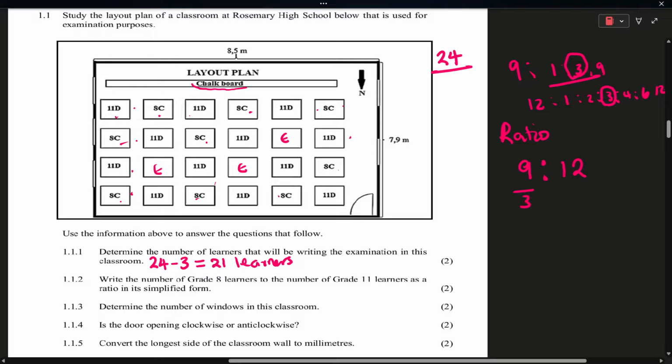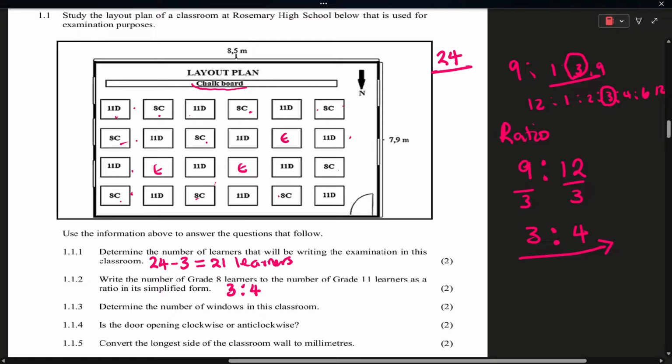So you divide here by 3. You take your calculator and divide by 3. This one will be 3 is to 4. That is the answer, guys. So the answer for this one is 3 is to 4. I hope we are clear on that one.